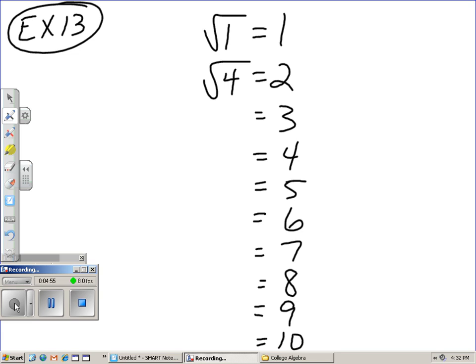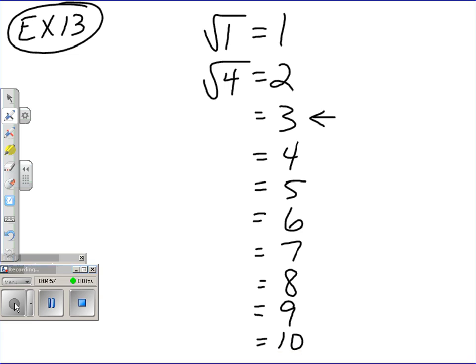Sometimes it's easier if you think about what the answer is going to be. If the answer is going to be 3, I must be talking about 3 times 3 or 9. So the square root of 9 must be 3. If I think about 4, well, the square root of 16 would be 4 because 4 times 4 is 16, and so on.